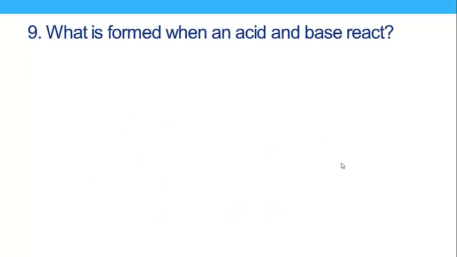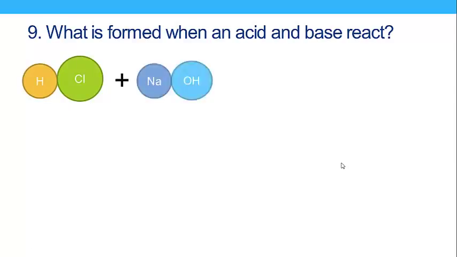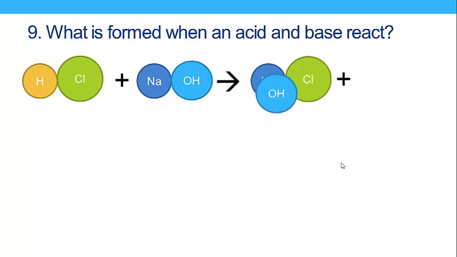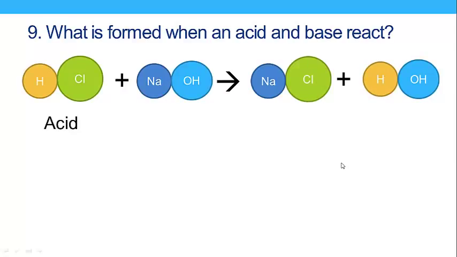What is formed when an acid and a base react? If we have something like HCl, which is our go-to acid, and it reacts with a base like NaOH, we're going to end up forming a salt, sodium chloride, and we're going to end up forming water. Anytime you have an acid and a base, you're always going to end up with a salt and water.